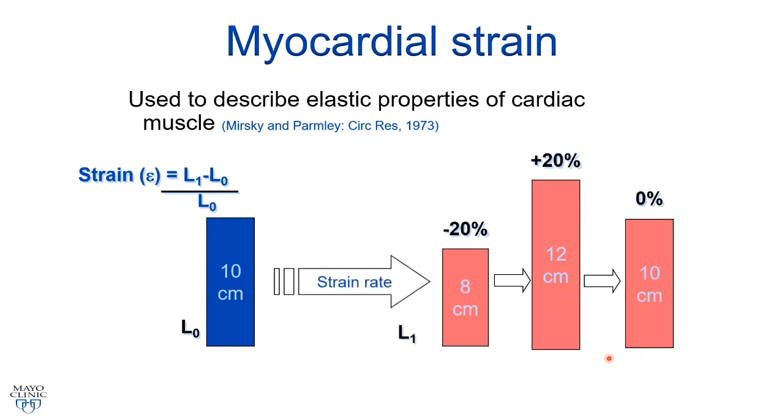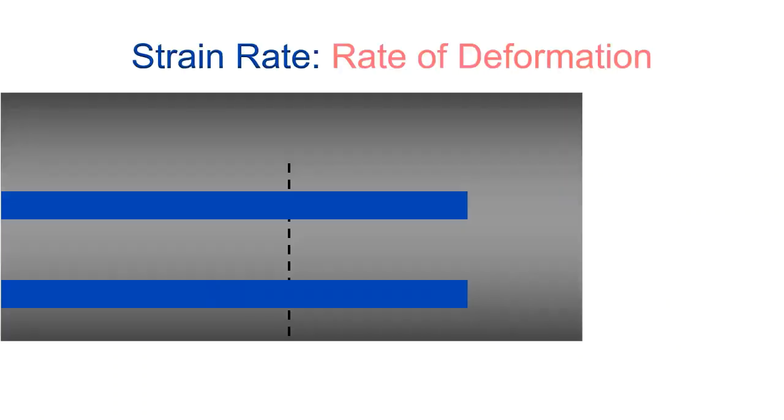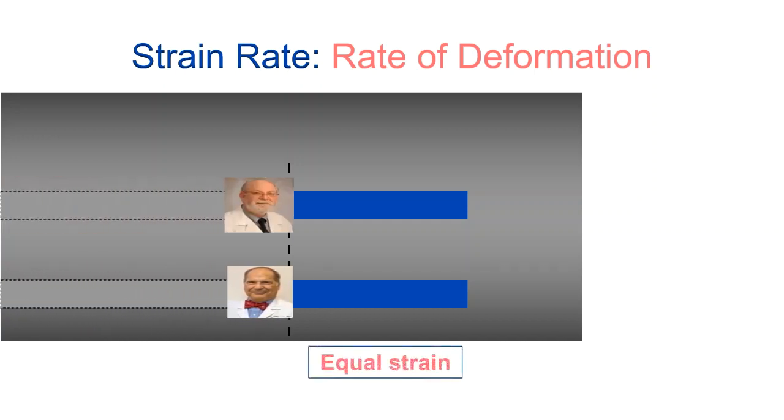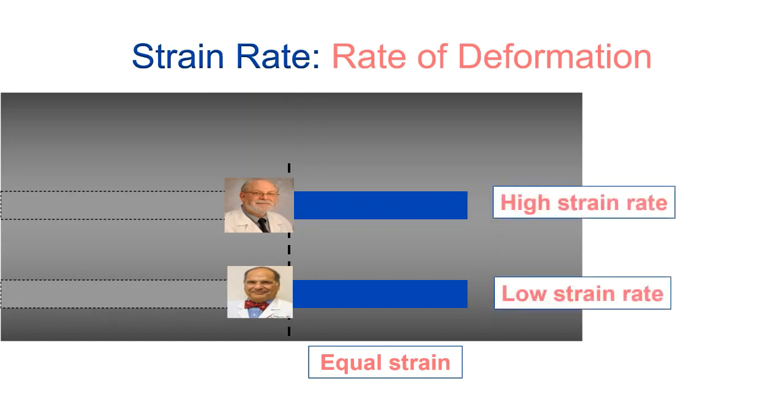Strain rate is a completely different parameter. It is the rate at which these objects either shorten or lengthen. So here, for example, we see Dr. Origema starting at the start line, chugging to the finish line. Dr. Lang comes in and actually smokes him at the end. The point being is that they both covered the same distance. They have an equal strain. It's just that Dr. Origema moved a little slower than Dr. Lang and therefore has a lower strain rate. So it is entirely possible to have an equal strain, but a different strain rate.